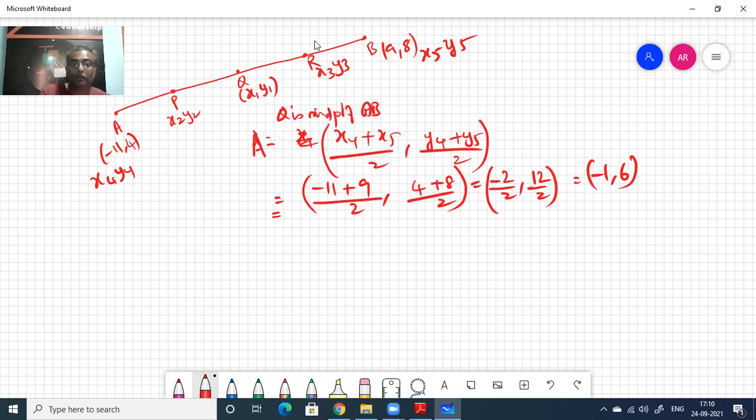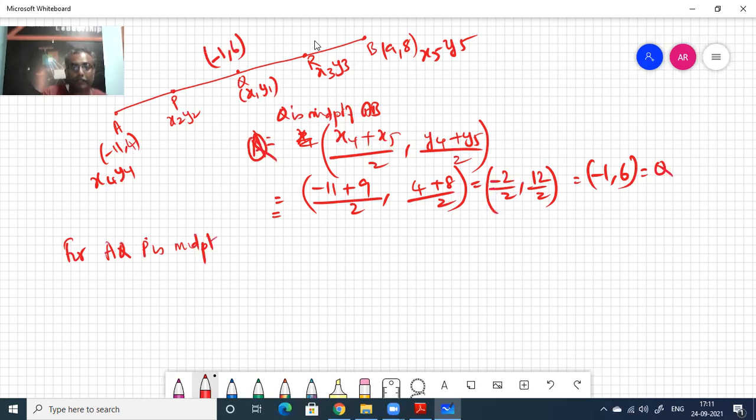So Q is the midpoint of AB. So Q is equal to minus 1, comma 6. So you put minus 1, comma 6 here. Okay. Now you have to find from AQ, P is the midpoint.